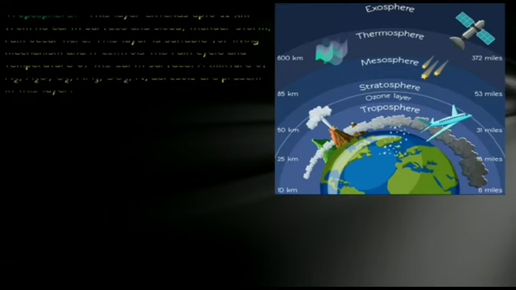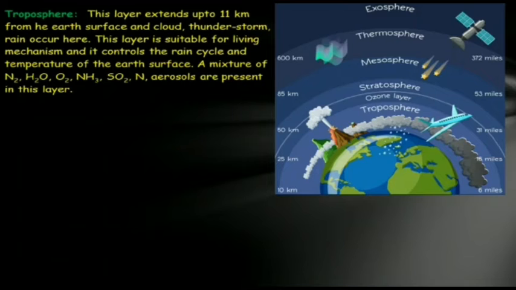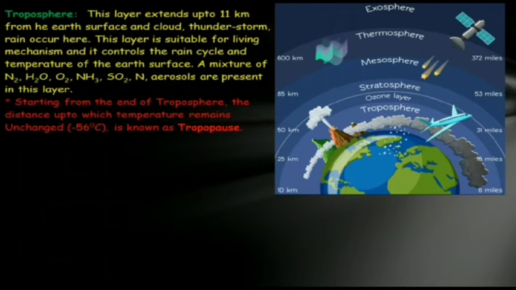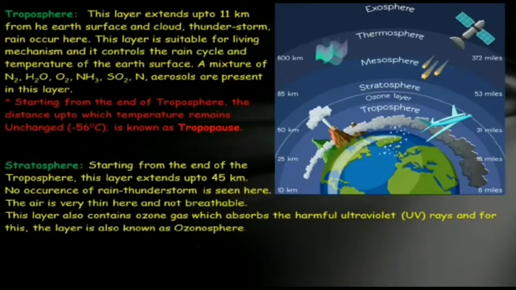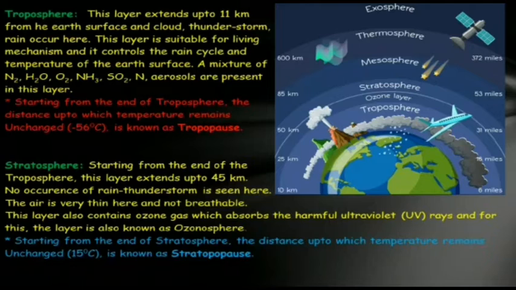Let's talk about troposphere and stratosphere first. What is troposphere? This layer extends up to 11 km from the Earth surface and cloud, thunderstorm and rain occur here. This layer is suitable for living mechanism and it controls the rain cycle and the temperature of the Earth's surface. A mixture of N2, H2O, O2, NH3, SO2 and aerosols are present in this layer. Starting from the end of the troposphere, the distance up to which the temperature remains unchanged, minus 56 degrees centigrade, is known as the tropopause.